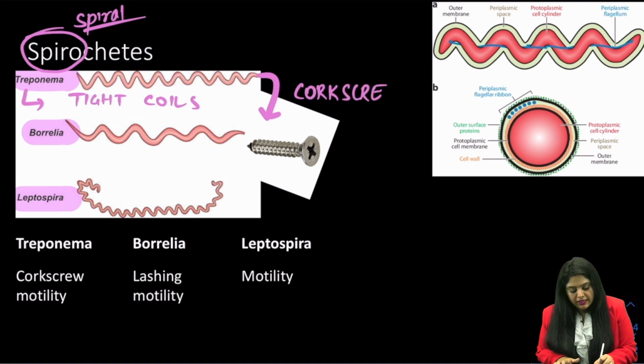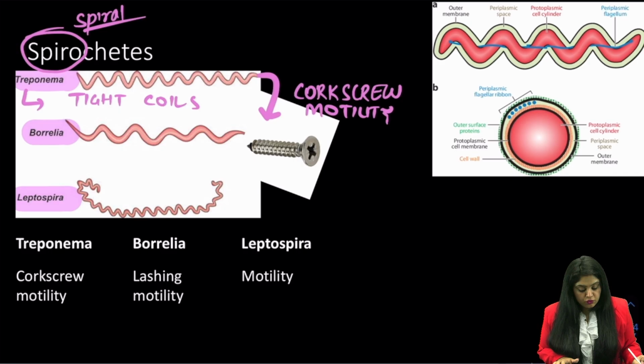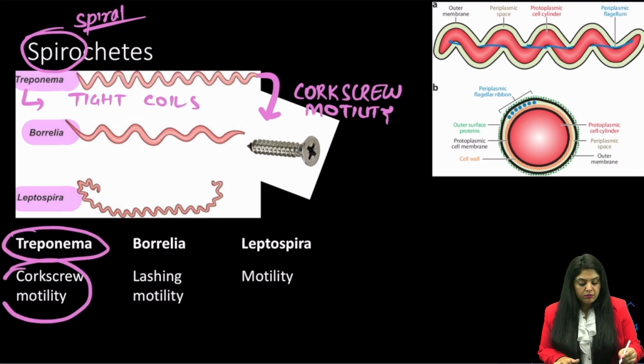So I call it tight, right? It looks like a screw. It is going to show me the corkscrew motility. So Treponema: tight coils, corkscrew motility.